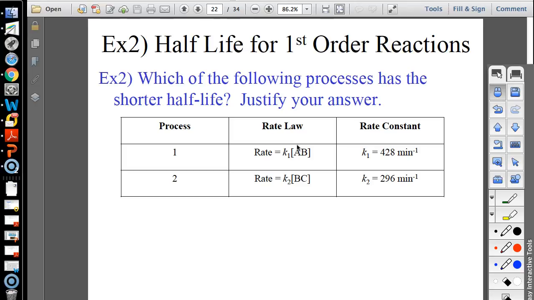But talk to your friends and figure out which one would have a shorter half-life, and then to justify means mathematically or graphically support your answer with an additional sentence. That's what that means when you're taking the AP exam. Okay? So, anyway, talk to your friends, figure one out, and I'll call somebody in a second.